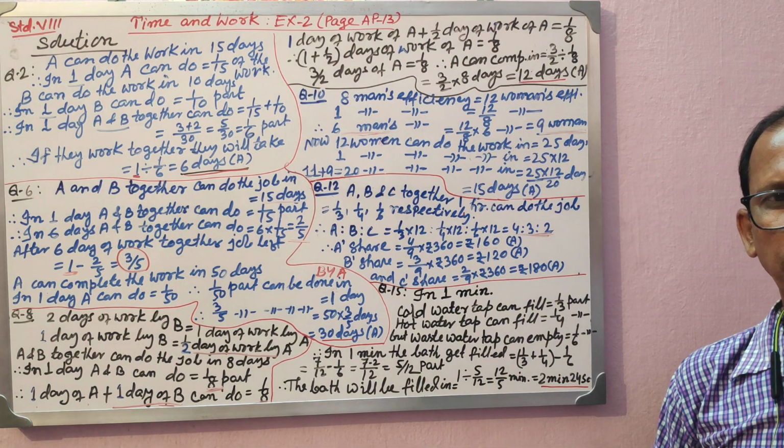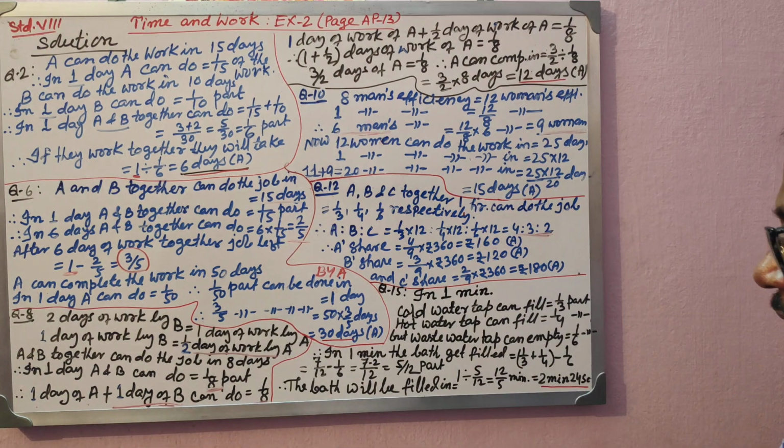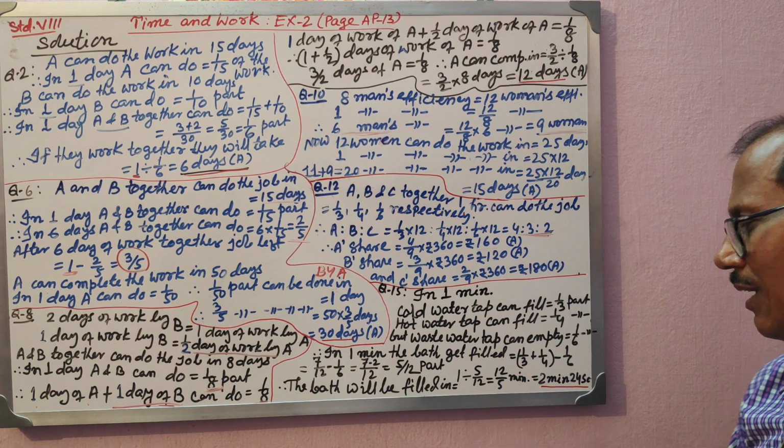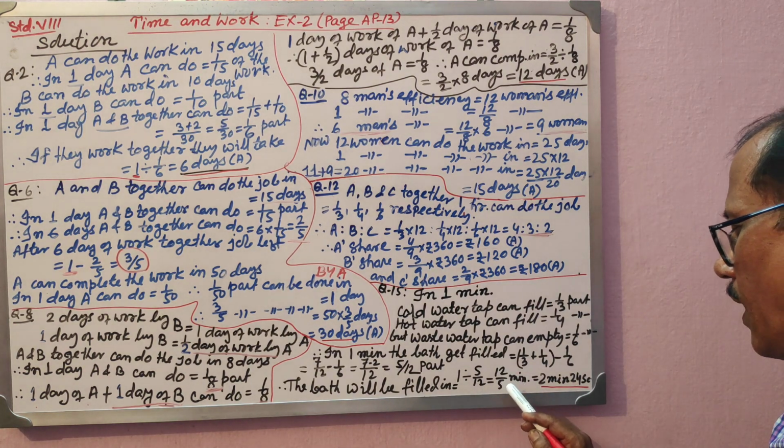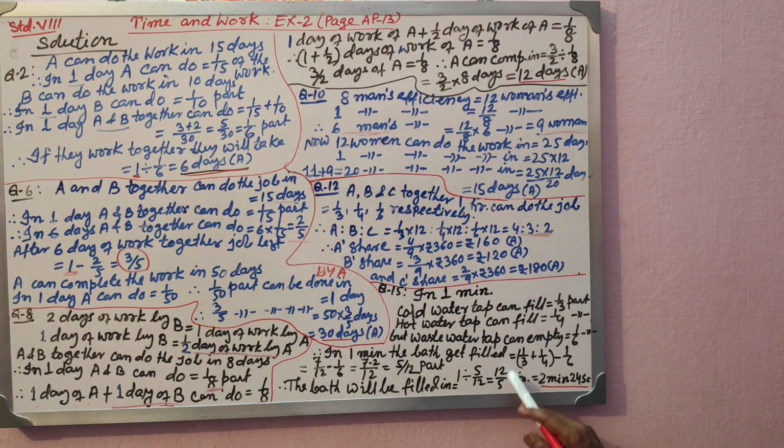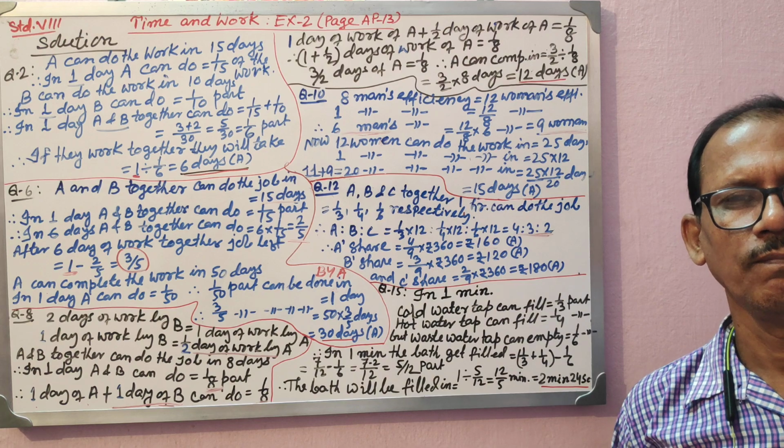5 by 12 part of the bath will be filled. Therefore, the bath will be filled in 1 divided by 5 by 12, which is equal to 12 by 5. The divisor fraction will become its reciprocal because the whole bath is 1. So 1 divided by 5 by 12 is equal to 12 by 5 minutes. 12 by 5 minutes, if you divide this, is 2 whole 2 by 5 minutes. 2 by 5 into 60 means 24. So it will take 2 minutes 24 seconds. So in 2 minutes 24 seconds the bath will be filled.